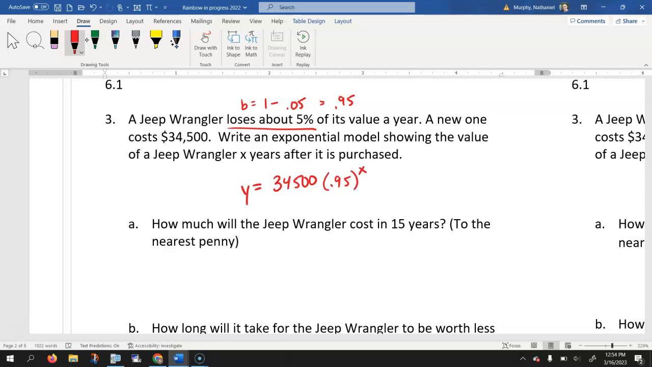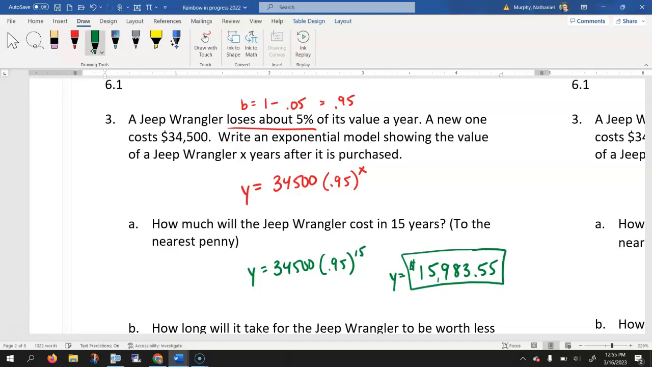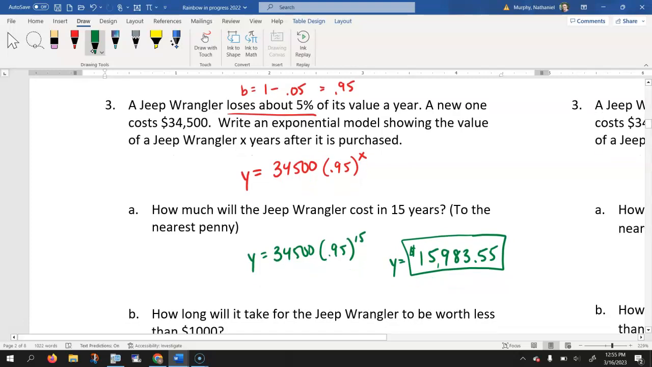time in years. So in part A, when it says how much will the Jeep Wrangler cost in 15 years to the nearest penny, we put 15 in there for x, and just type that in your calculator. When you do that, you get $15,983. We're going to round this to the nearest penny, so it'll be 55 cents. So that's how much it would be worth in 15 years.